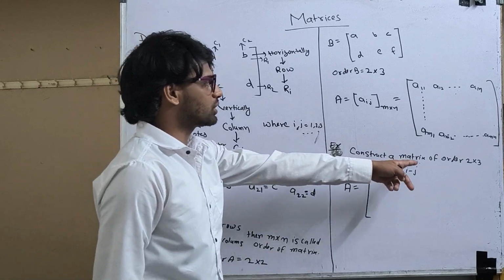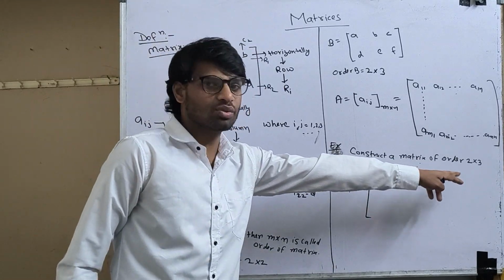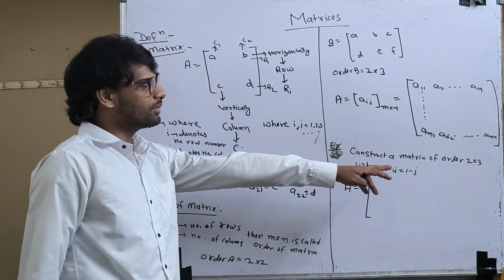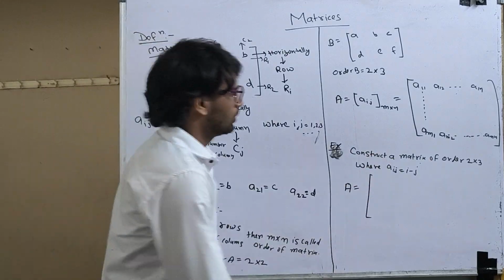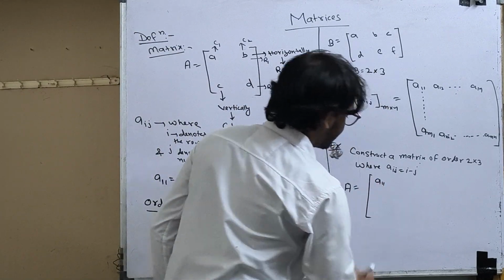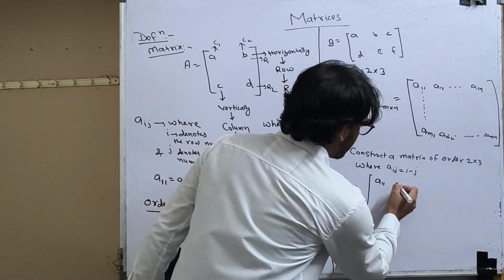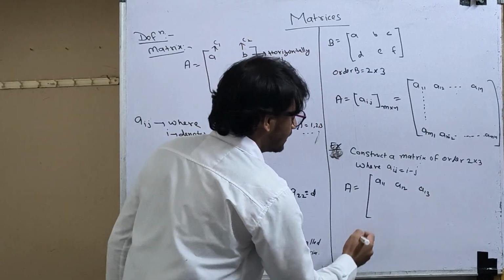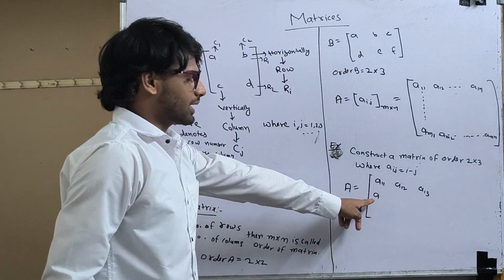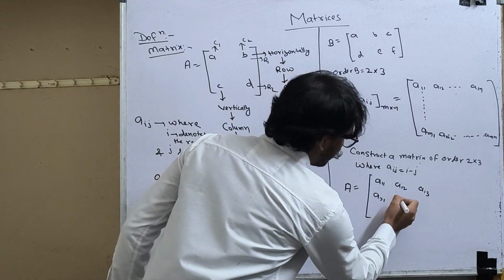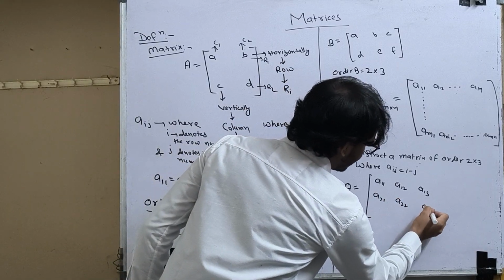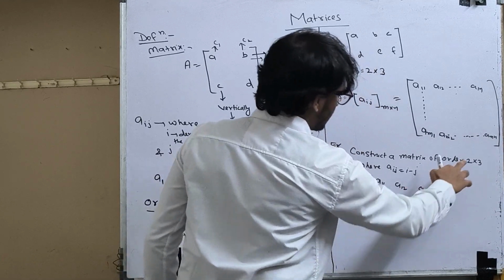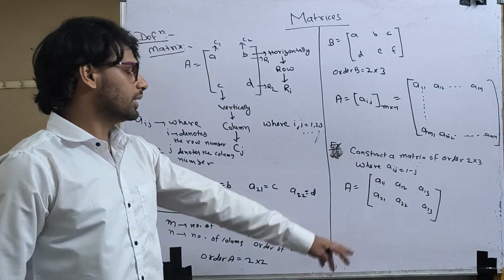So first, 2 cross 3: how many rows and how many columns? Number of rows is 2 and number of columns is 3. So this is a11, first row and first column, a12 first row and second column, a13 first row and third column. So number of columns is 3. This is second row, first column, a21, a22 and a23. So number of rows is 2 and number of columns is 3.